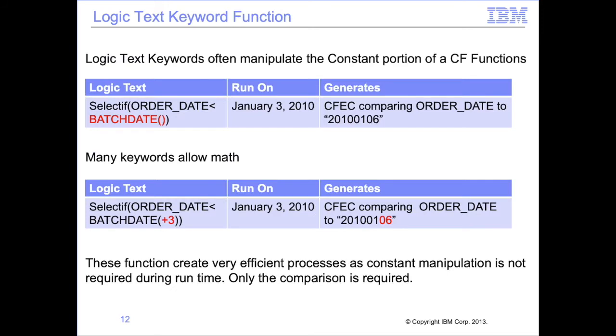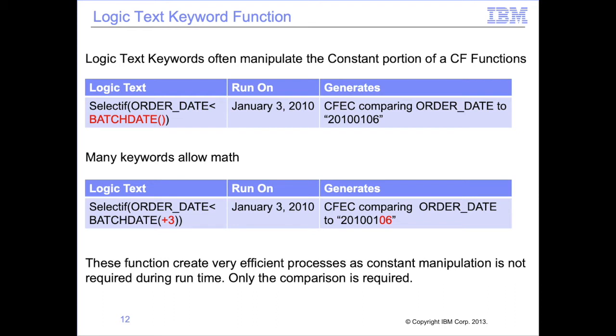Safr logic text keywords often manipulate the constant portions of a CFEC or CFLC compare field function. For example, the batch date keyword creates a constant of the execution date. Thus, the logic text select if order date less than batch date, that is run on January 3, 2010, creates a CFEC comparing order date to the constant of 2010-01-03.